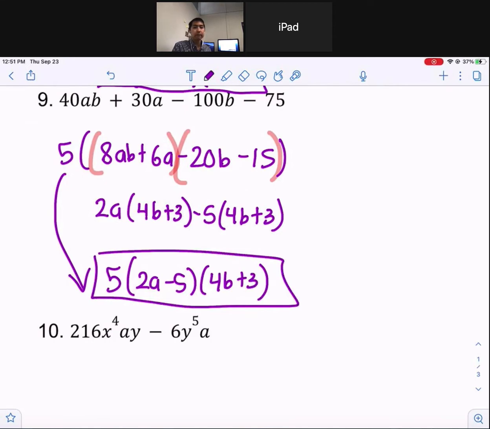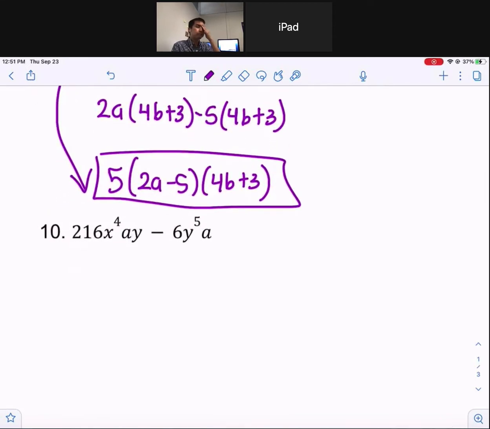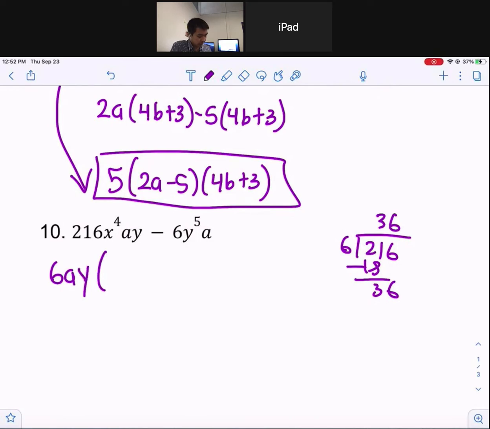Okay, number 10. Now, again, if you don't know, you could divide both by 6. Just try it out. Take a risk, right? 6 goes into 21 3 times. 6 times 6 is 36. So we can factor out a 6, an A, and a Y. 216 divided by 6 is 36, you guys. You took away an A and a Y, so no more A and Y. 6 divided by 6 is 1. You took away an A and Y from here, so all that's left is Y to the 4th.